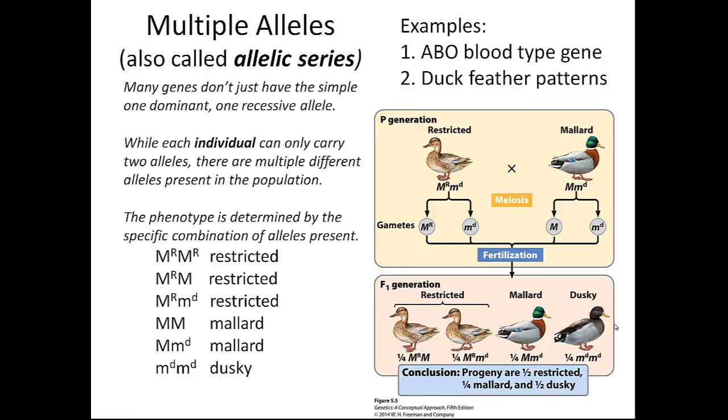Now, if we look at the different heterozygous combinations, what we can determine is that there is actually an order of which allele is dominant over which other allele. And so if we have the restricted allele together with the mallard allele, it will show the restricted phenotype. And so what that says is that restricted is dominant over mallard. If we look at some other combinations, so the little md, what we find is that dusky allele is recessive to the restricted allele. The dusky allele is also recessive to the mallard allele. And so we can actually make what's called an allelic series.